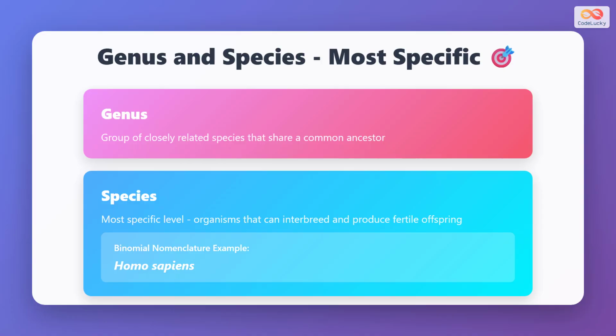Now we reach the 2 most specific levels of classification. Genus is a group of closely related species that share a recent common ancestor. They're like cousins in the tree of life. Species is the most specific level, defining organisms that can interbreed and produce fertile offspring. These 2 levels are used together in what's called binomial nomenclature, the 2-part scientific naming system. For example, humans are classified as Homo sapiens, where Homo is the genus and sapiens is the species. This 2-name system, always written in italics, provides a unique identifier for every species on Earth.